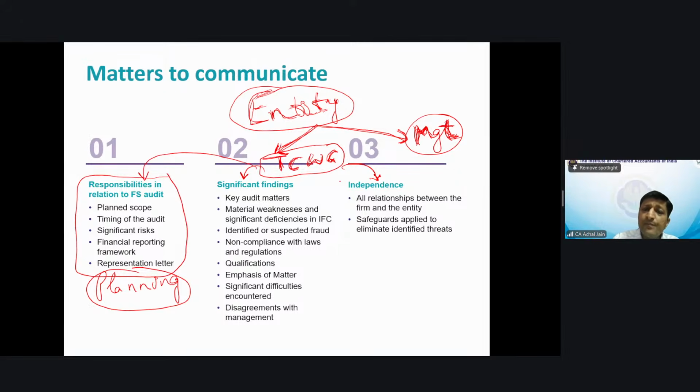Similarly, around the independence. Now, when do you do that? Before you actually start the audit. And this is a crucial element. You can say something which is fundamental, which the TCWG needs to be aware of. Yes or no? Then significant findings.